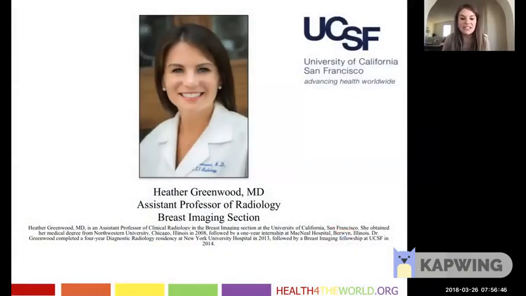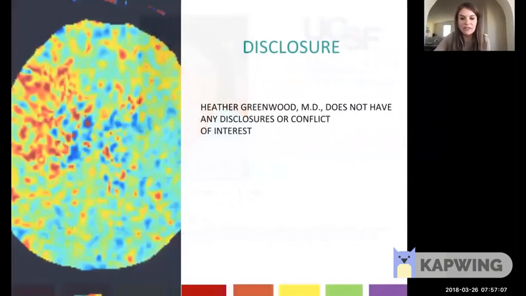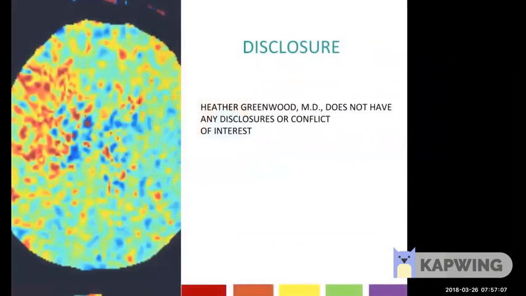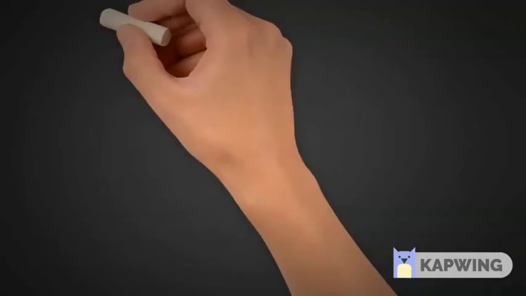So just to introduce myself, again, my name is Heather Greenwood. I'm an assistant professor of radiology at the University of California, San Francisco, and I'm in the breast imaging section. A lot of my research focuses on breast MRI and high-risk breast cancer screening. And again, today we're going to talk about breast ultrasound. And just to note, I have nothing to disclose.